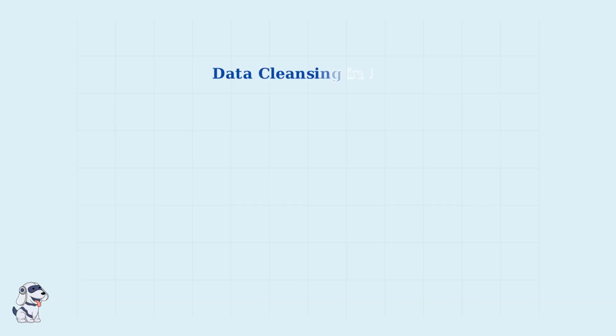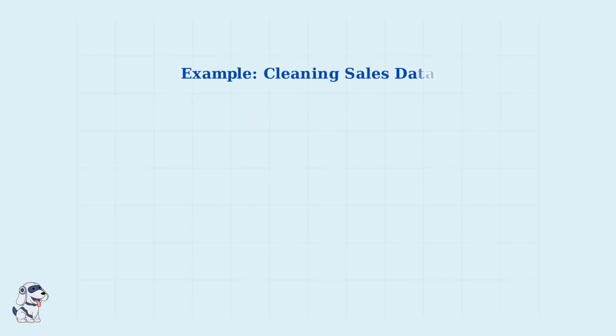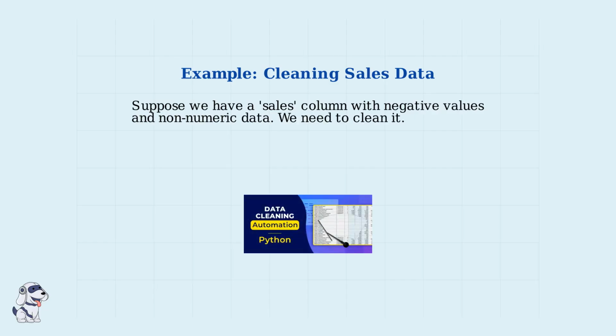Data cleansing is a crucial transformation step in ETL processes. It removes errors and inconsistencies from raw data, ensuring accurate analysis and reliable insights. Let's look at a specific example. Suppose we need to clean a sales column that contains negative values and non-numeric entries. The goal is to remove negatives and ensure all values are numeric floats.